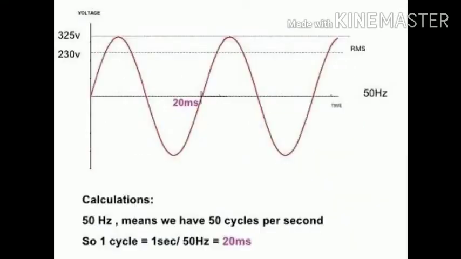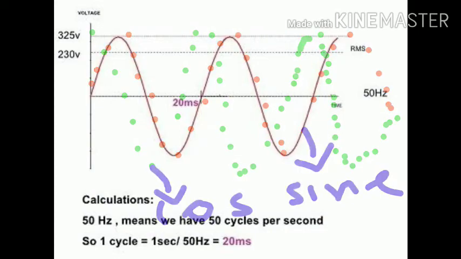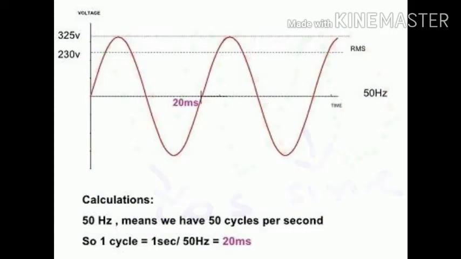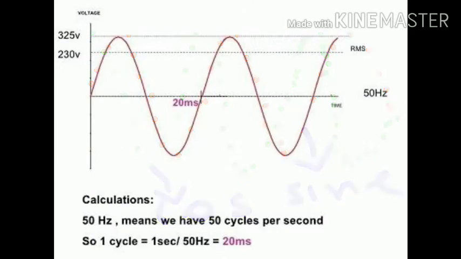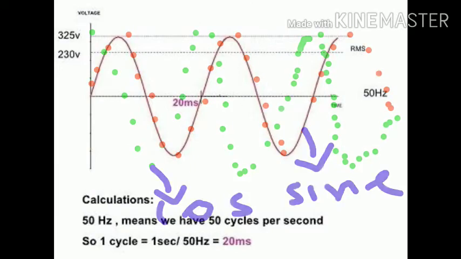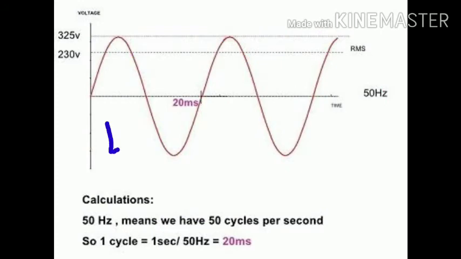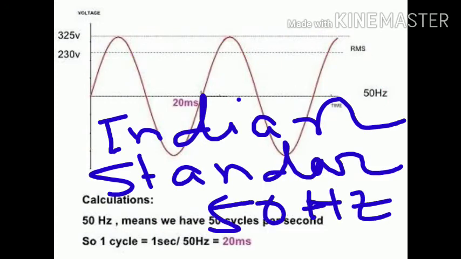In the next diagram we see the sinusoidal waveform. It may be a sine wave or a cos wave. Here we see the two waveforms, sine wave and cos wave. India's standard frequency is 50 Hz, which means 50 cycles are completed in one second. So the Indian standard frequency is 50 Hz, and in other states it may be 60 Hz or another value.